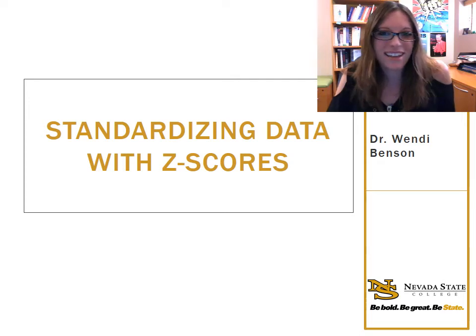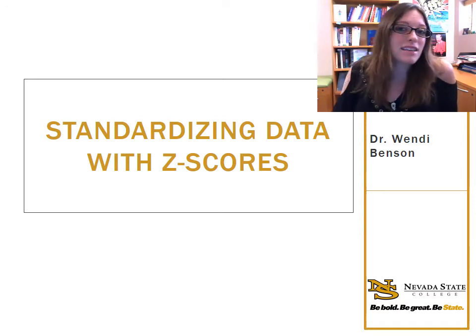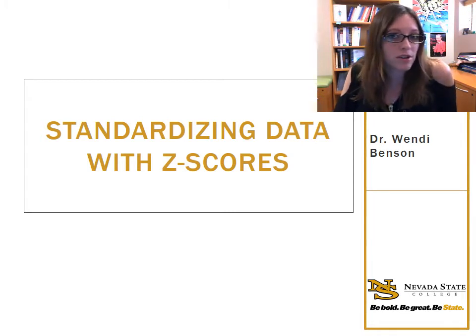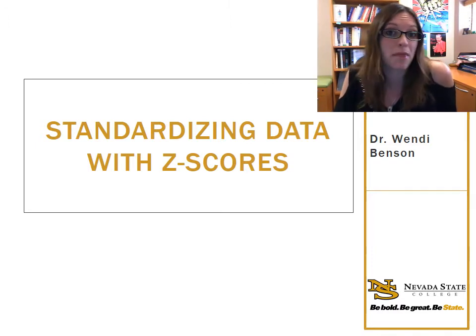Hello there! This lecture is all about z-scores. And z-scores are basically derived with a very simple formula, where the formula gives you a value, the z-score, that tells you how far away any given score is from the mean in terms of standard deviations. Or in other words, how many standard deviations above or below the mean a score is.